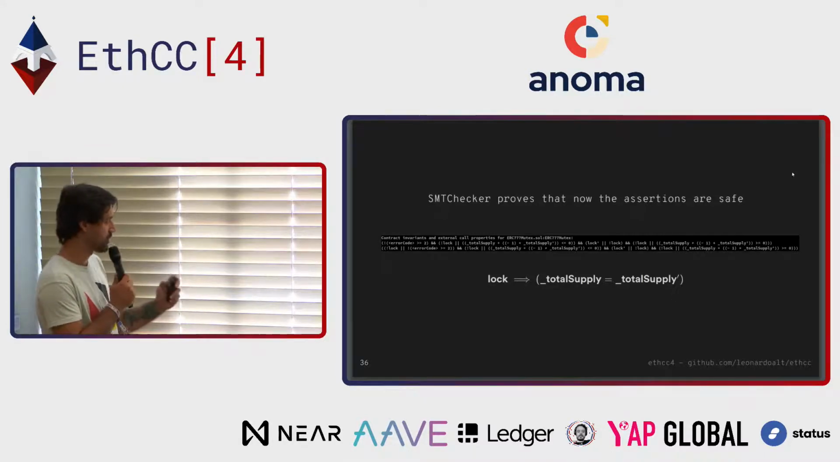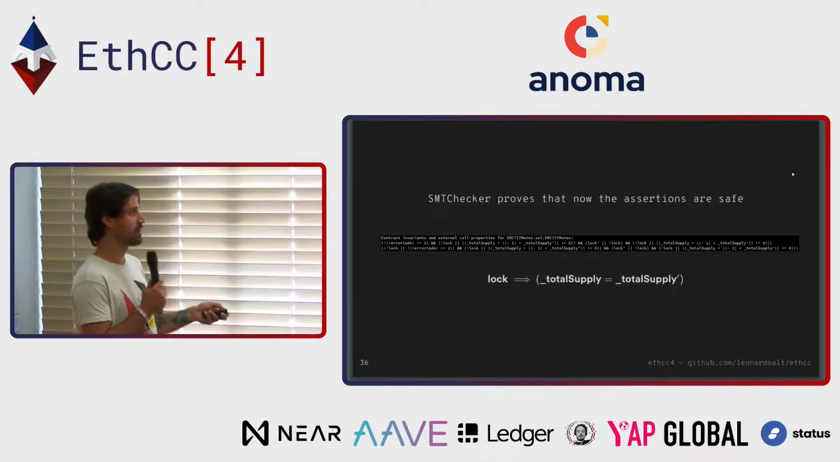So if lock is true, it means that the total supply after the external call that you make to untrusted code is not going to change, which is basically what we wanted to prove.